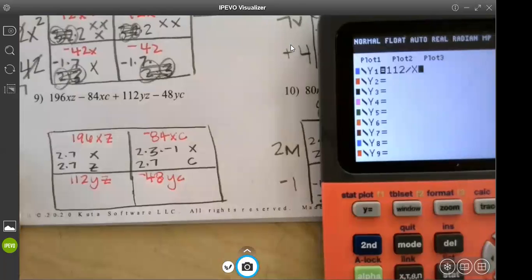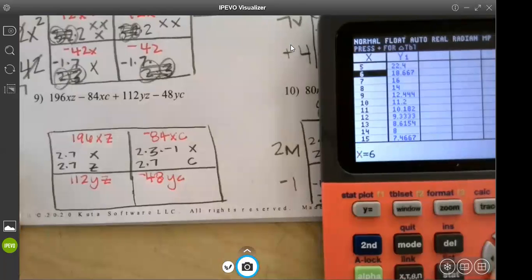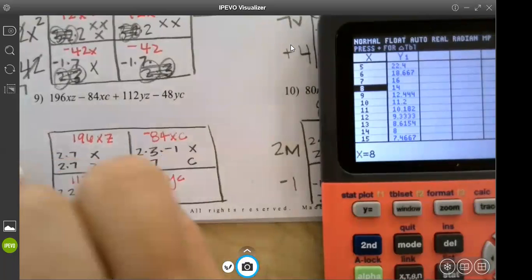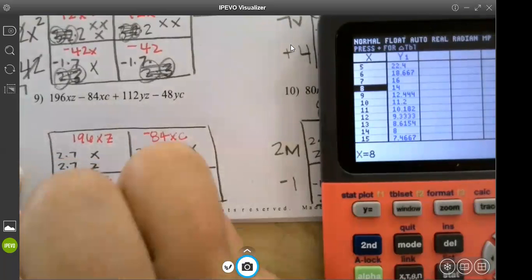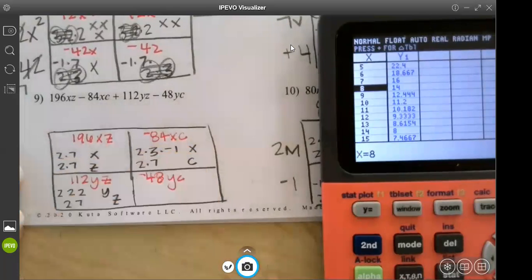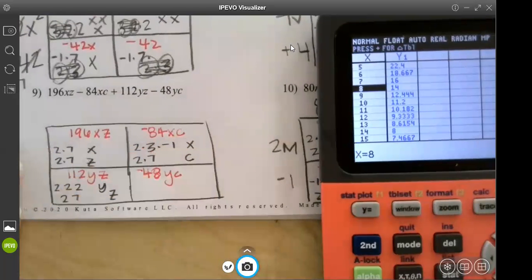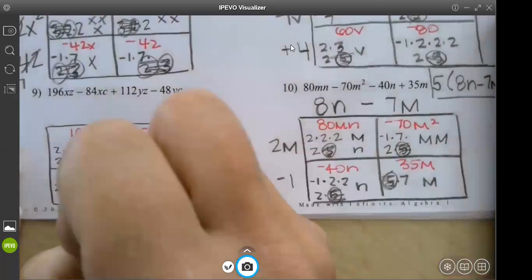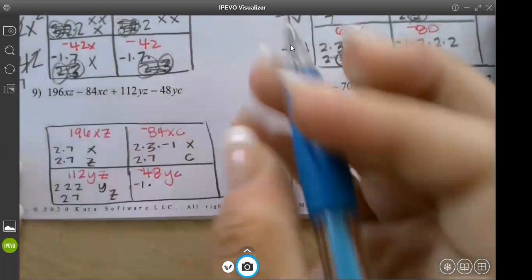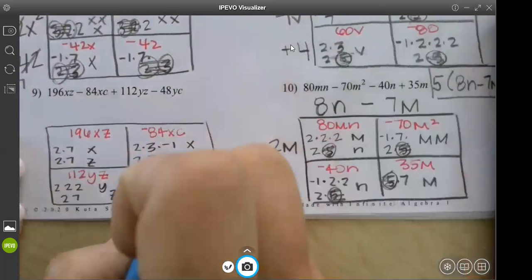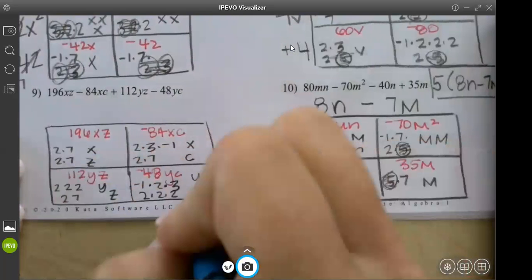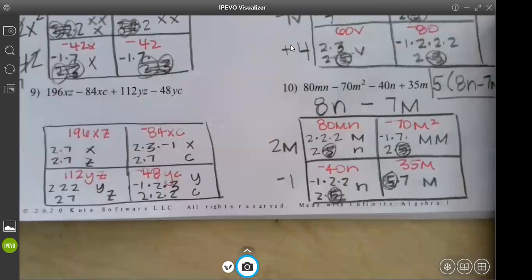112, I don't know my factors of 112. 7 and 16, 8 and 14, we do know. 8 is three 2s, 14 is 2 times 7. We have a Y and a Z. Negative 48 is going to have a negative 1. 48 is 6, so 2 times 3, and 8, 2 times 2, a Y and a C.